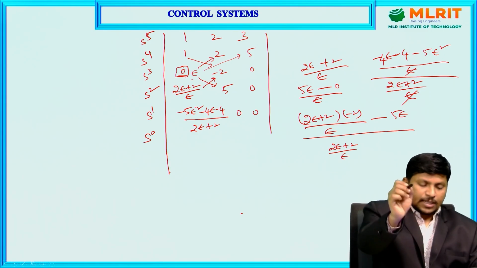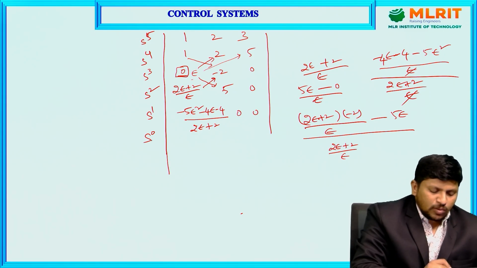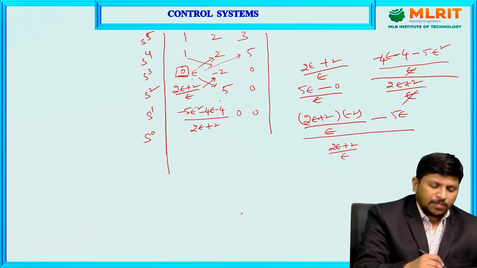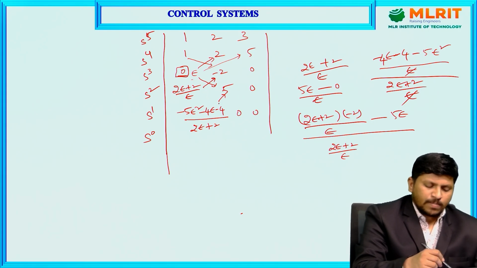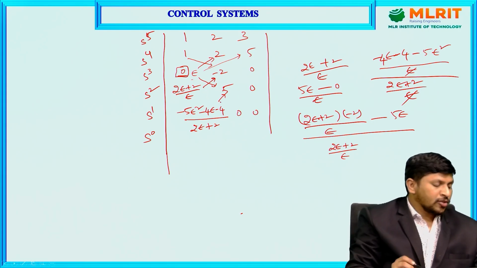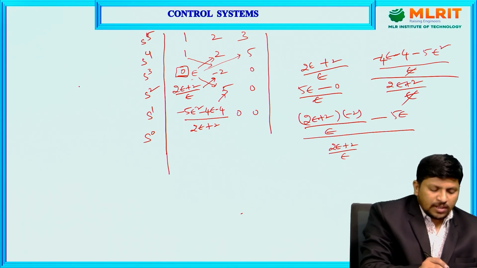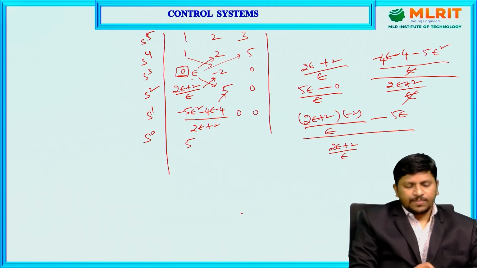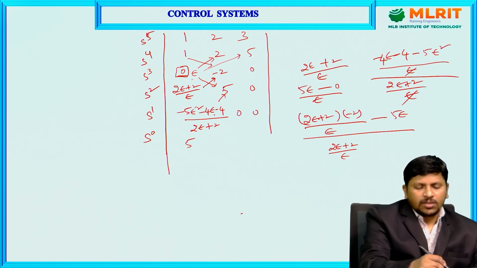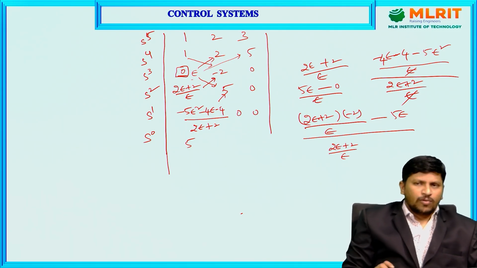Next, see, for s power of 0: this value multiply with this one and this value multiply with this one, divided by this; these two cancel. So the value is 5. So the s power of 0 coefficient is 5. You will get the 5 directly, or else if you solve this method also you will get 5 only.